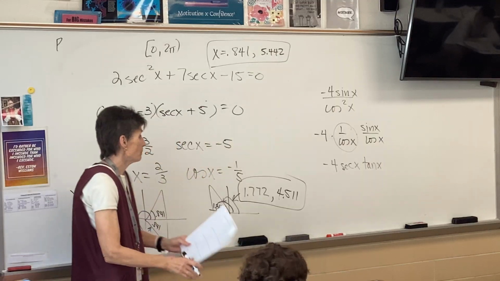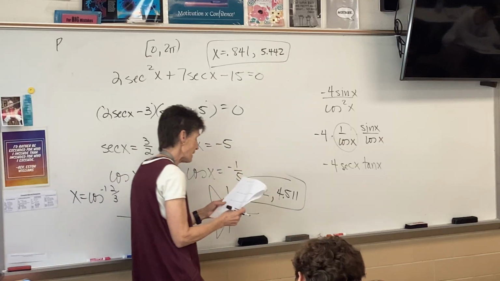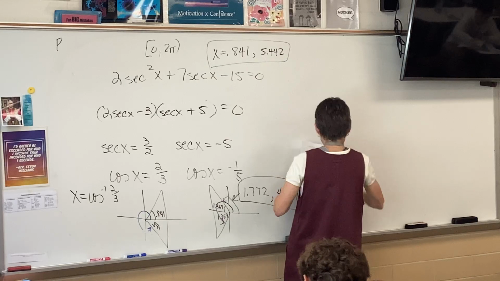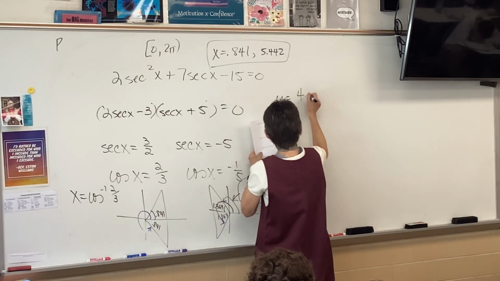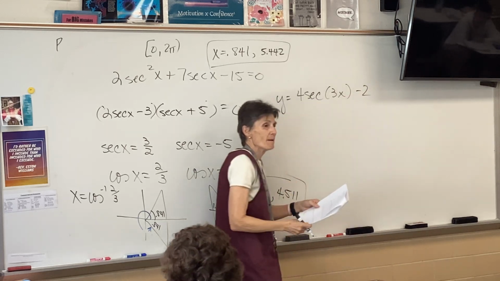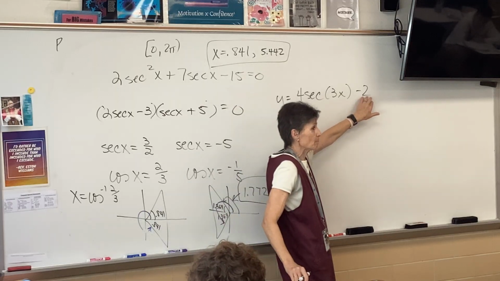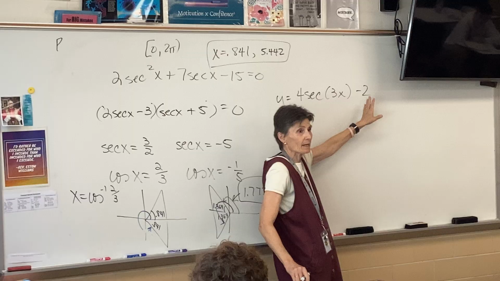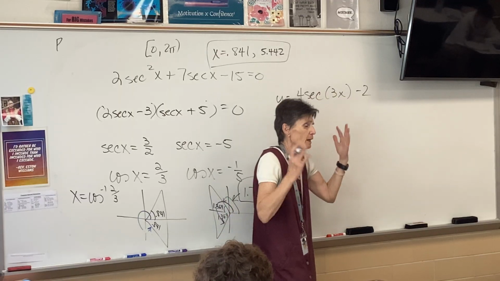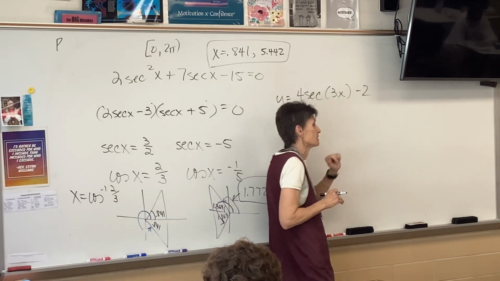All right, one more. 2D: name all the vertical asymptotes of 4 secant 3x minus something. It doesn't matter what that something is. That doesn't have anything to do with the vertical asymptotes. Remember, what does that number do? Whatever it is, it shifts your picture down or up, and that has nothing to do with the asymptote, so it really doesn't even matter what that is.